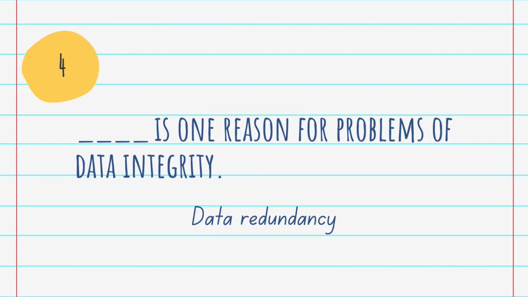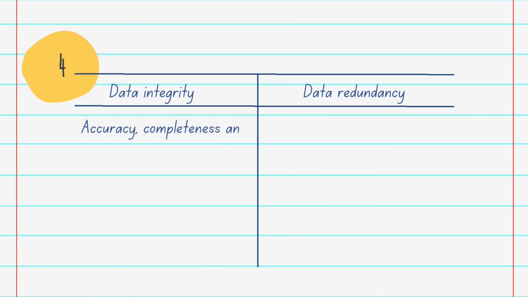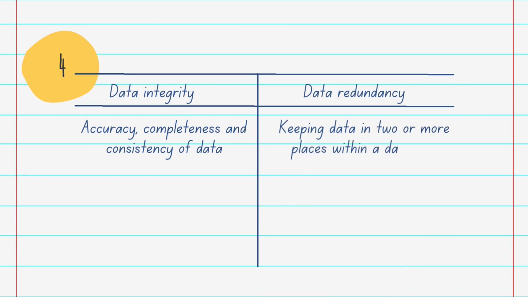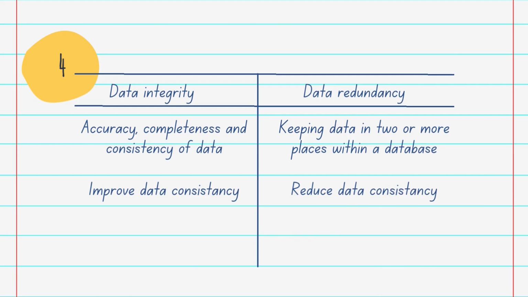Answer is data redundancy. Data integrity is basically accuracy, completeness and consistency of data, whereas data redundancy refers to keeping data in 2 or more places within a database or data storage system. If data redundancy is carried out by accident, duplicate data may cause data inconsistencies. Even though data redundancy can help minimize the chances of data loss, redundancy issues can affect larger data sets. For example, data stored in several places takes up valuable storage space and makes it difficult for the organization to identify which data they should access or update. That's why data redundancy is one reason for problems of data integrity.